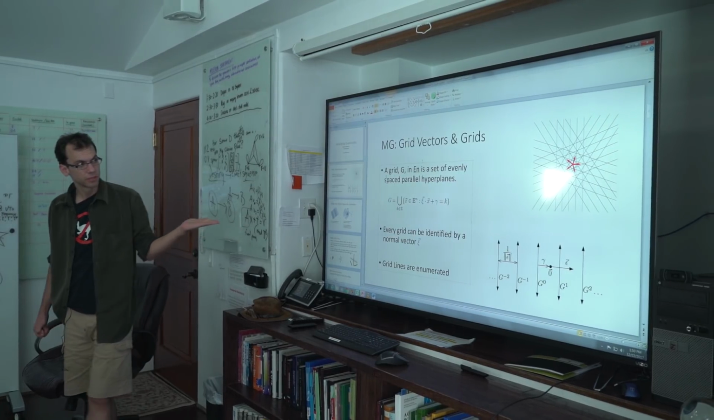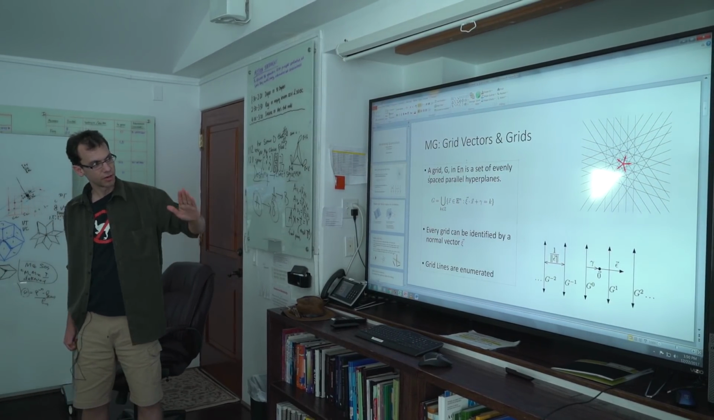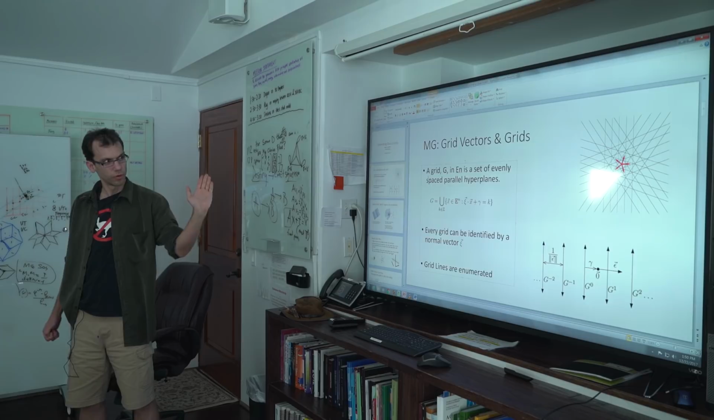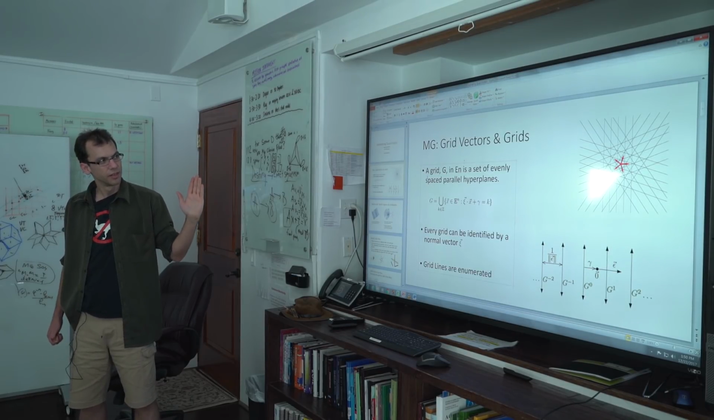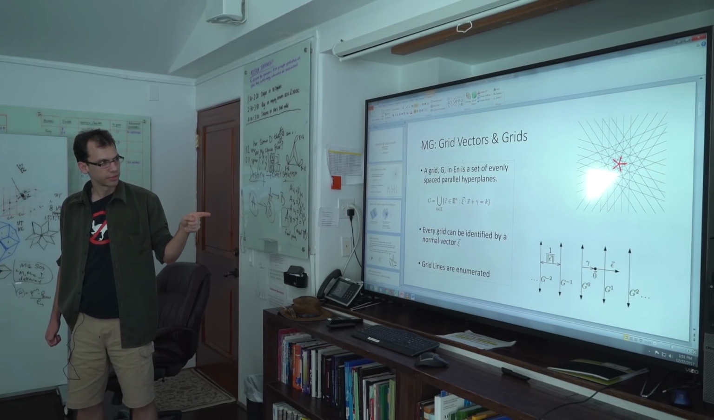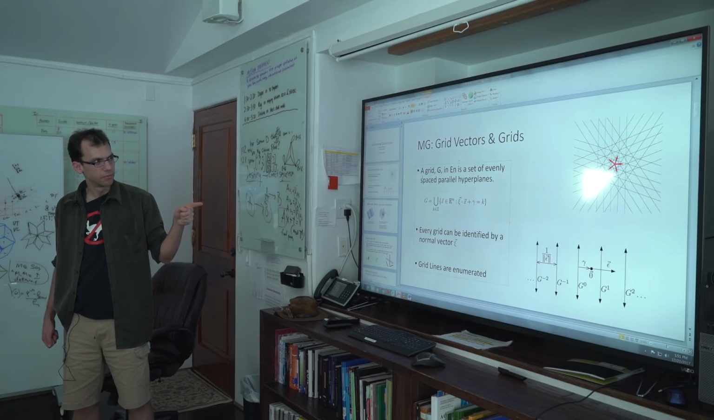So for the Penrose, you have 5 grids oriented in 1/5 rotation all the way around. So you have a pentagon of grid vectors.